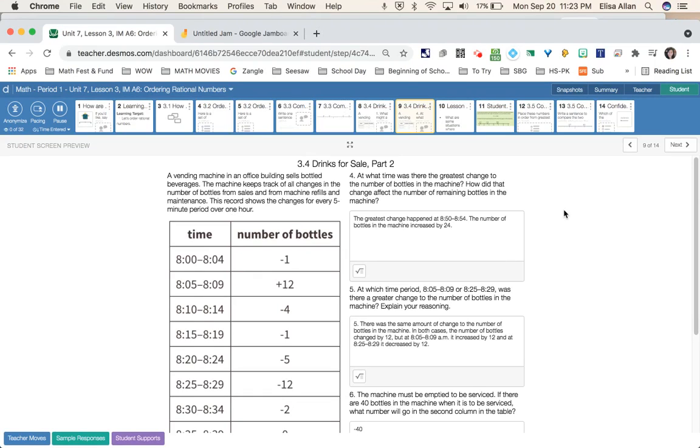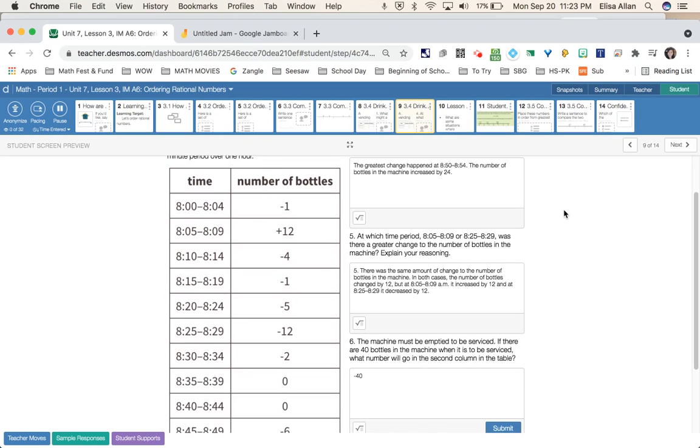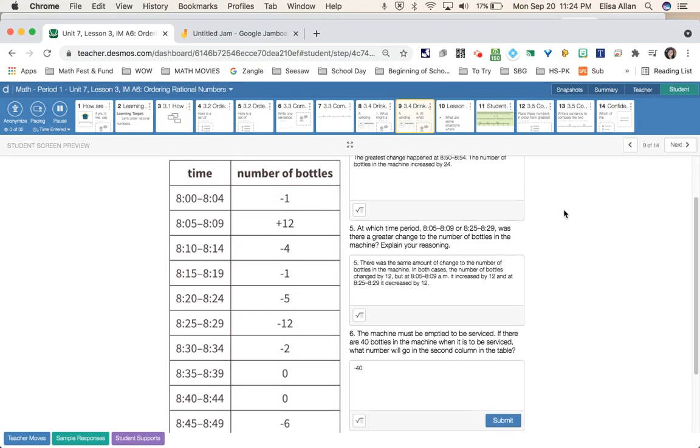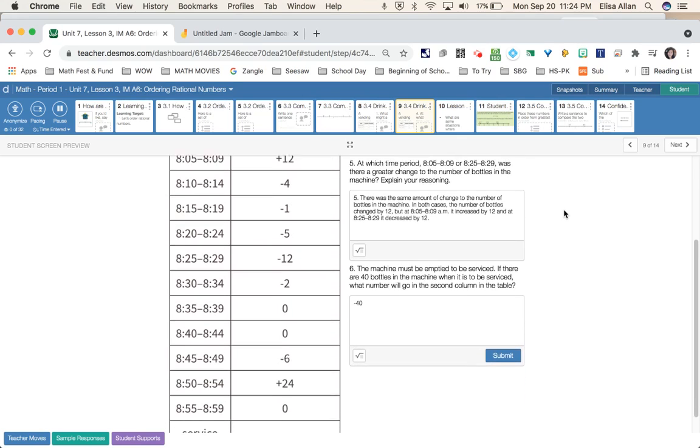Taking a look at these ones now, we have here number 4. At what time was there the greatest change to the number of bottles in the machine? And how did that change affect the number of remaining bottles in the machine? Well, the greatest change happened at 8:50 to 8:54. And you'll see here that basically the number of bottles in the machine increased by a total of 24.